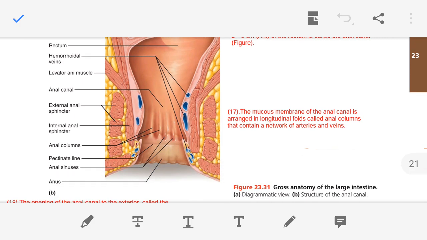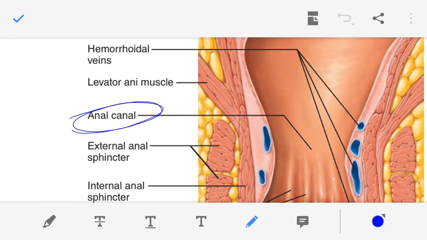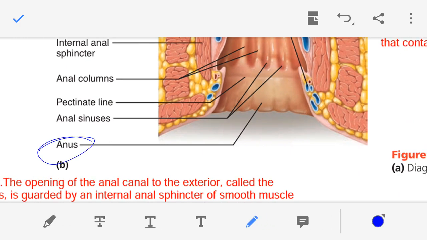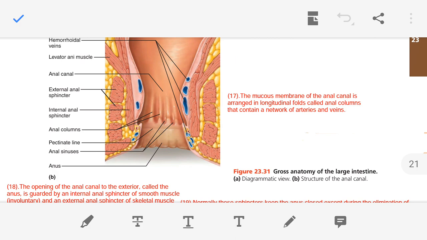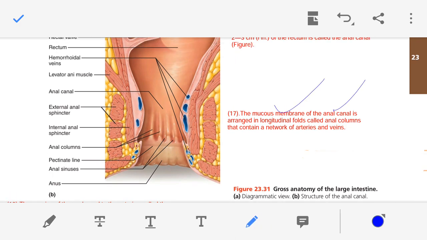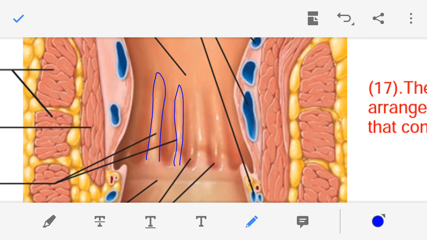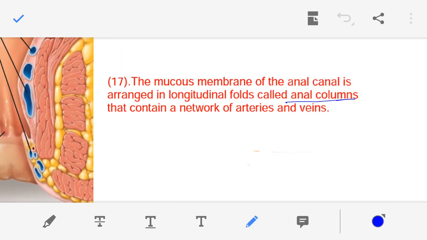Point number 17. Now here you see the anal canal is shown, and the anus. You see where the black arrow is going. So this is the anus. Now the mucous membrane of the anal canal, this one, is arranged in longitudinal folds. So here you see, these are all longitudinal folds. And what is the name of these folds? These folds are known as anal columns.